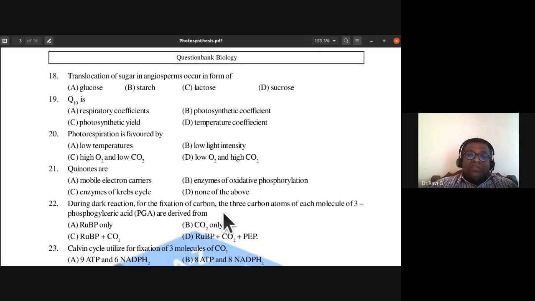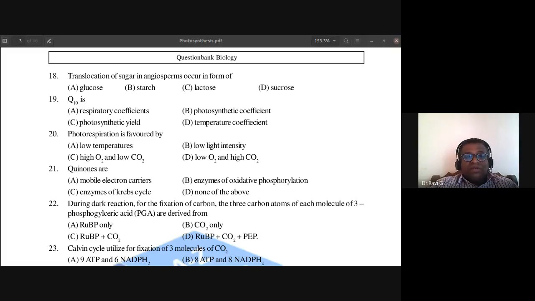During the dark reaction for the fixation of carbon, the three carbon atoms of each molecule of 3-phosphoglyceric acid are derived from what? Is it derived from RuBP only, carbon dioxide only, RuBP plus carbon dioxide, or RuBP plus carbon dioxide plus PEP? So which is the answer for this 22nd one?